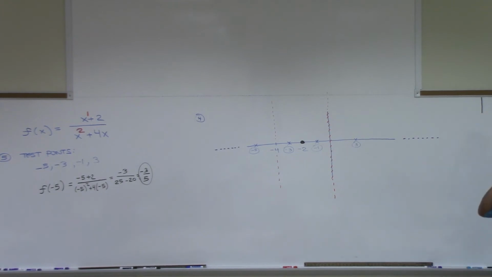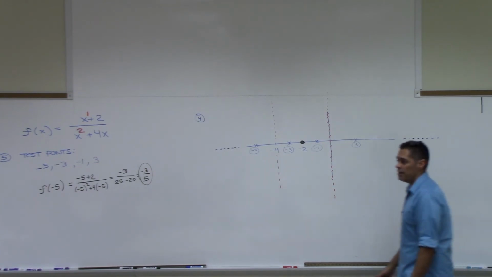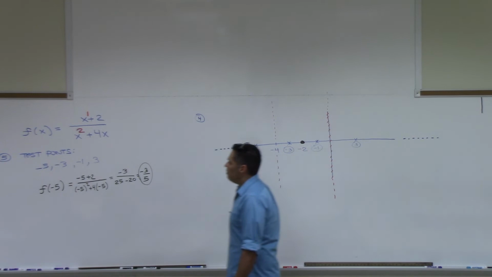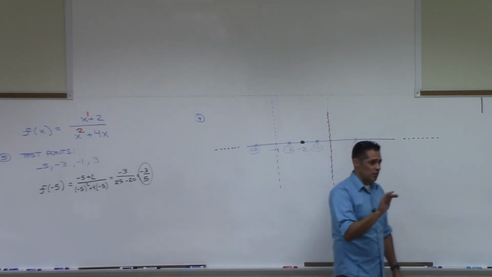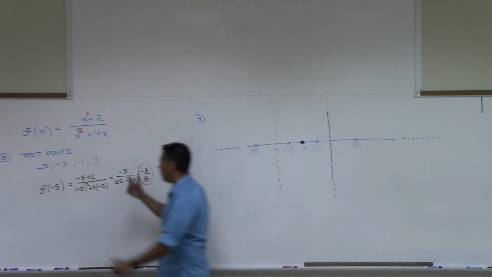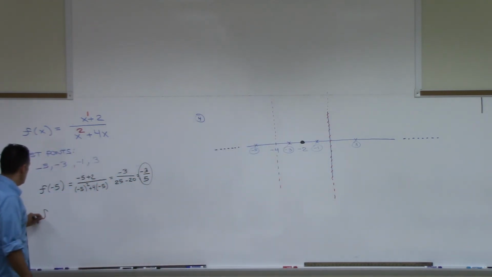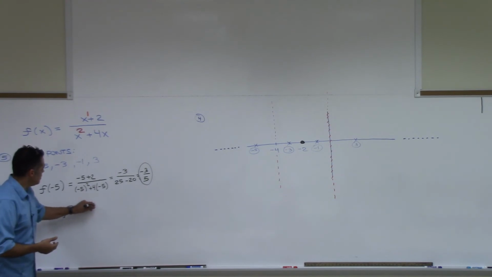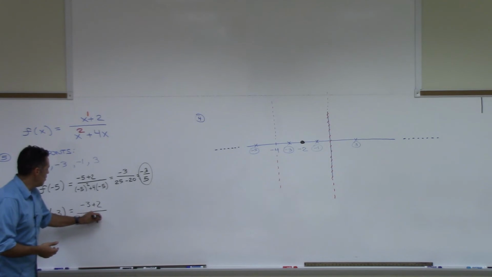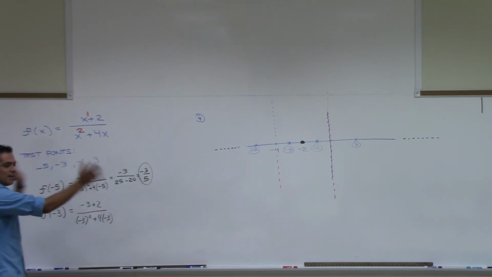Okay. I've got to do this 3 more times. Kind of a pain, but that's what you've got to do. Now, there's a small shortcut. You don't have to take the shortcut. If you're happy right now, you can just start plugging these numbers in. F of negative 3, plug it in, you get negative 3 plus 2 over negative 3 squared plus 4 times negative 3. You can figure out what that is, right?